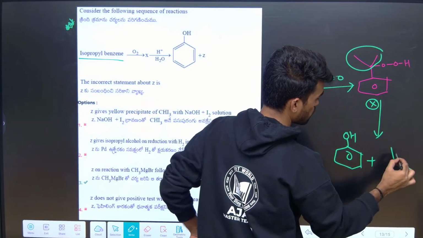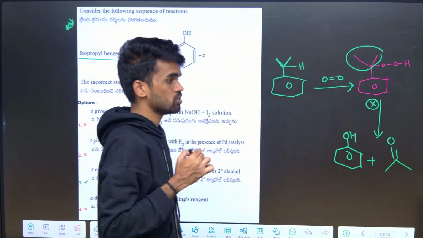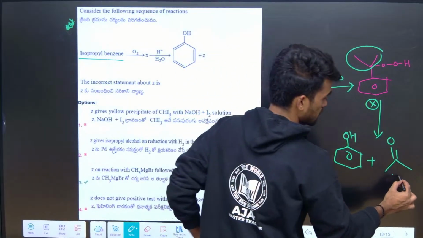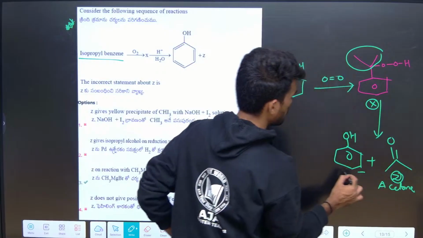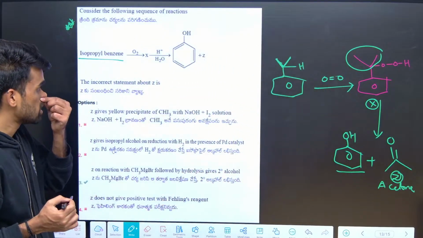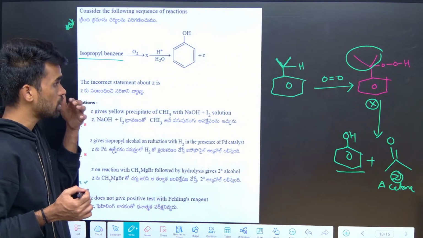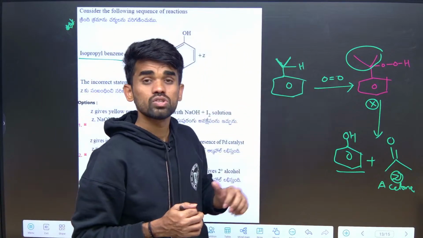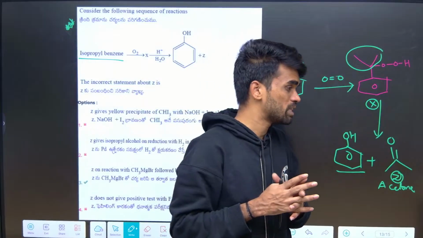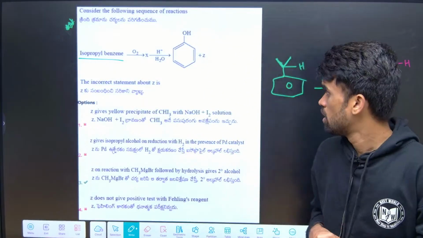On that propyl group you put this CO. So you will get Z as nothing but acetone. Acetone is our Z and phenol is our major product here. This is cumene, the general name for this is cumene. So this is one of the very important methods for preparation of phenols using cumene.